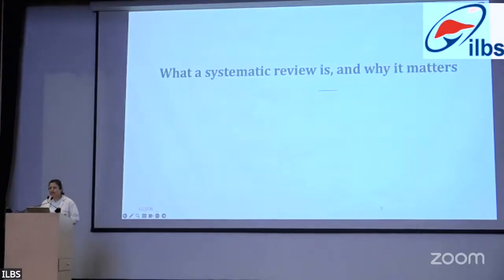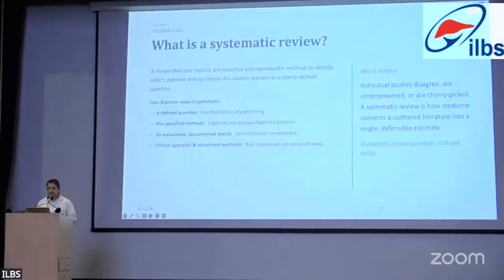So what is a systematic review and why does it matter? A systematic review turns a messy pile of research into one solid, defensible answer, and that's what guidelines and health policy are based on. It uses explicit, which is known, pre-specified and reproducible methods to identify, select, appraise, and synthesize all studies relevant to a clearly defined question.